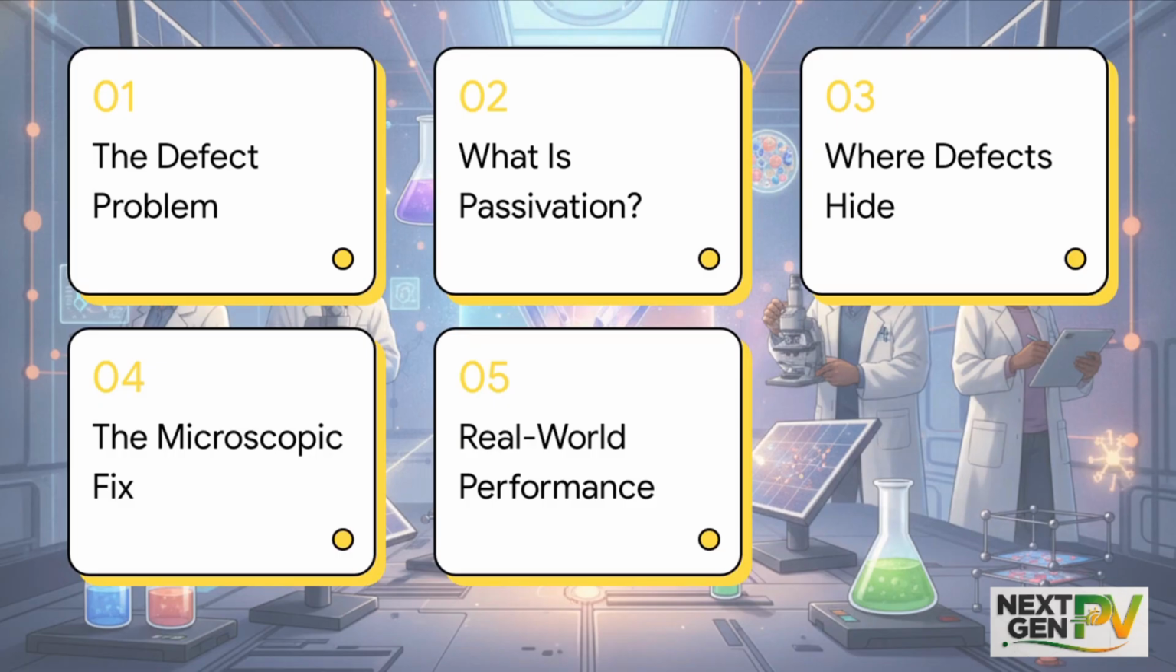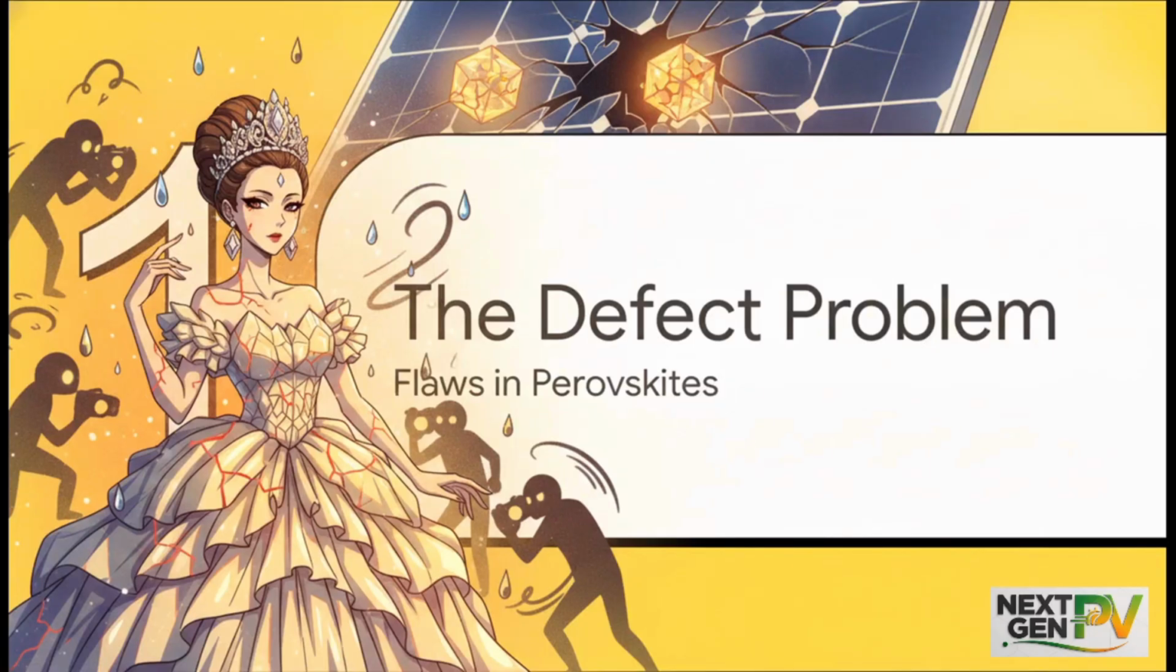Okay, here's our roadmap for today. 1. The perovskite defect problem. 2. What is passivation? 3. Where do defects hide? 4. Mechanisms, the microscopic fix. And 5. Real-world solar performance.